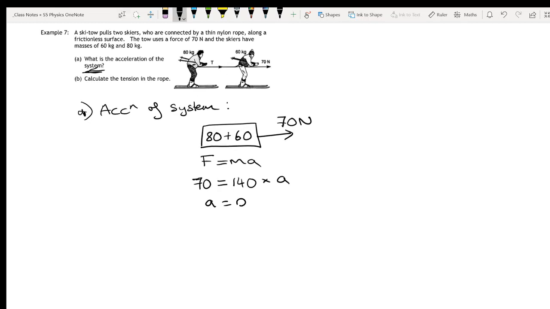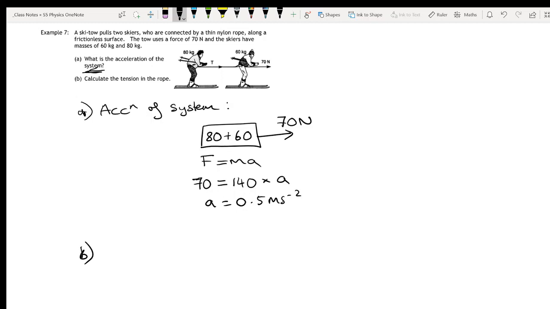So the acceleration is going to be 0.5 meters per second squared. Okay. So if there's two things tied together, like two bodies, two blocks, two people, then the first thing to do is find the acceleration of the entire system. So just lump them together as one big mass and find the acceleration of the entire system. Because they're both traveling at the same acceleration because they're tied together. So the system is going at the same acceleration as if you took 60 on its own or 80 on its own. They're all going at the same acceleration.